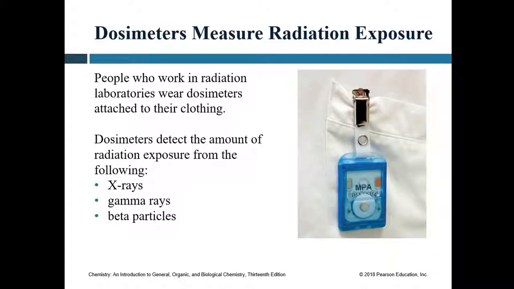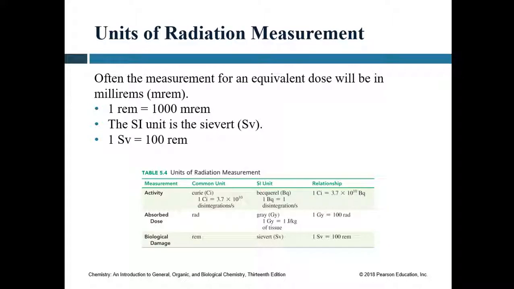Now, people who work in radiation laboratories wear dosimeters attached to their clothing. You might have seen this depending on your experience with nuke med. Dosimeters detect the amount of radiation exposure from the following, whether it's X-rays, gamma rays, beta particles. Often the measurement for an equivalent dose will be in millirems. So think of the word milli. So a rem is 1,000 of those millirems. The SI unit is the sievert. A sievert is 100 rems.